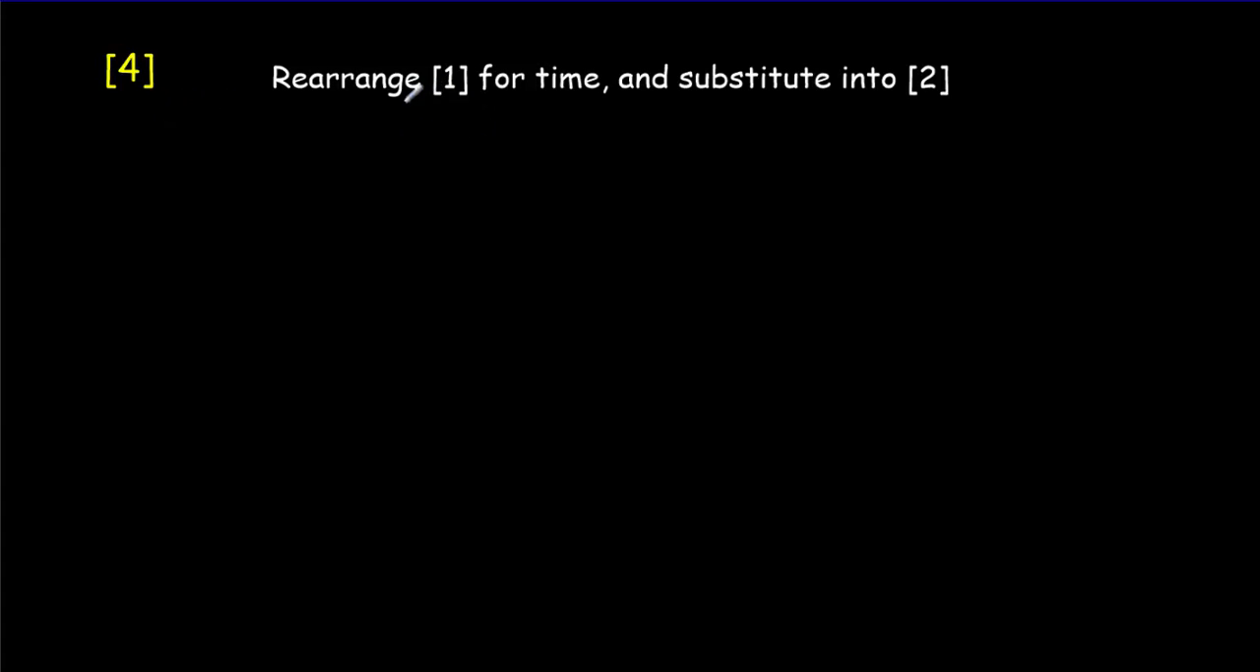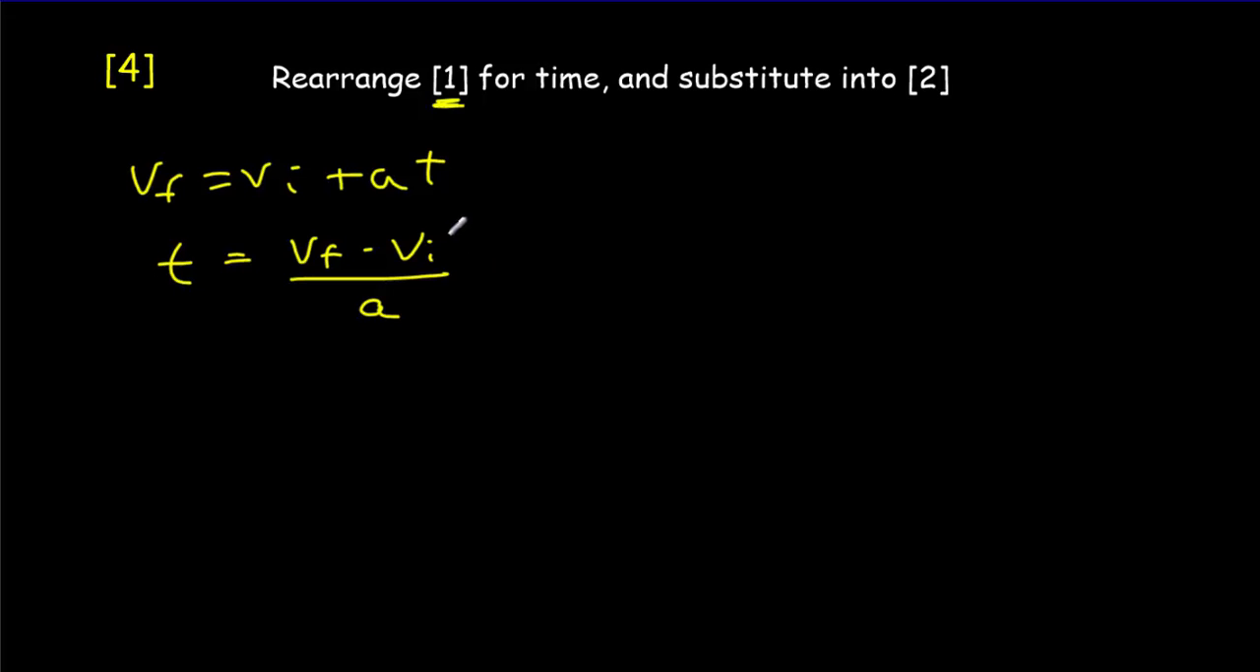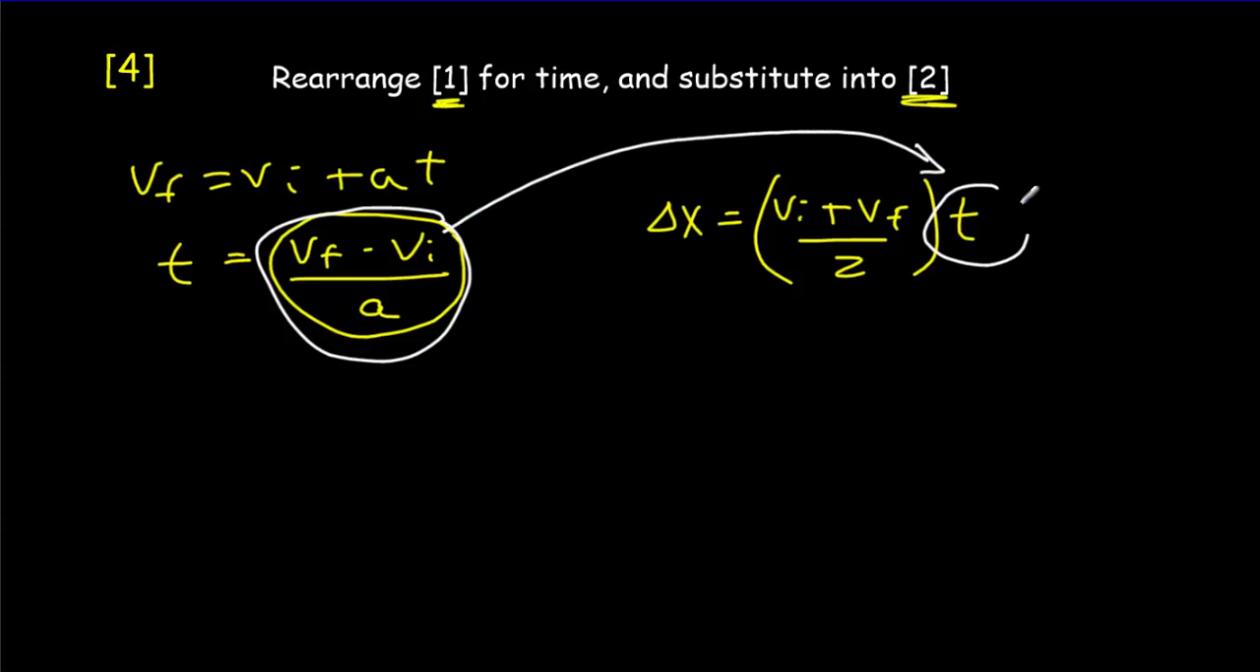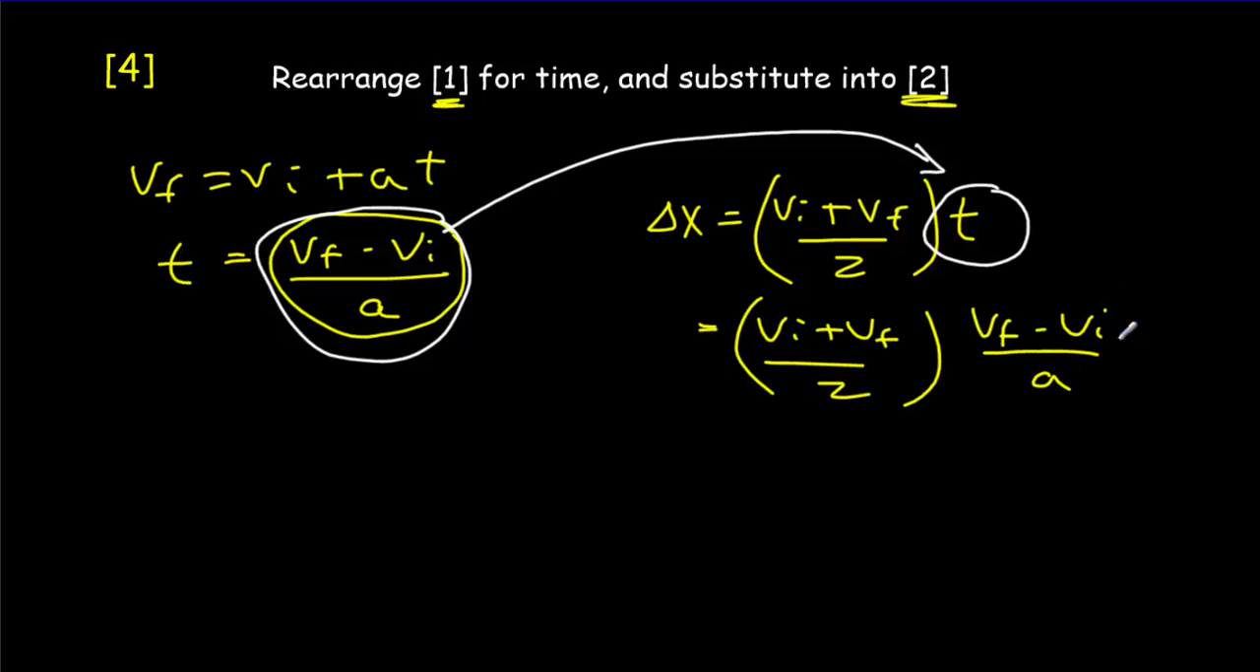Now for equation 4, what we do is we take equation 1 and rearrange it for time. So equation 1 was VF equals VI plus AT. If we rearrange that for time, we get that time is equal to VF minus VI all over A. Now we're going to take this quantity here and substitute it into equation 2. Equation 2 was delta x equals VI plus VF all over 2 times t. So what I want to do is take this and replace this t here. So what I'm going to get is VI plus VF all over 2 times VF minus VI all over A.